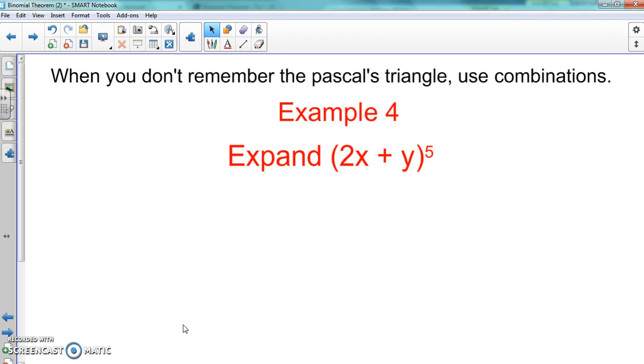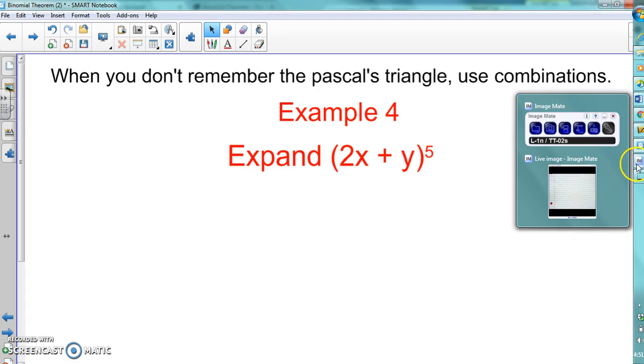Alright, just because it's math, we know it has to get harder. So example 4 is going to be a little bit harder here, but it's still the same process and everything. Now here, remember we're not using Pascal's triangle, we're using combinations. But before we go into all of this, before we even write the problem down, hopefully you didn't write the problem down yet. If you did, erase it, because we're going to do something right before this.